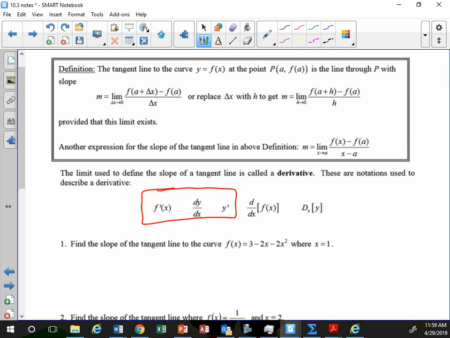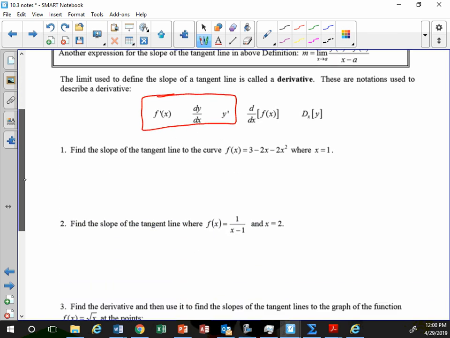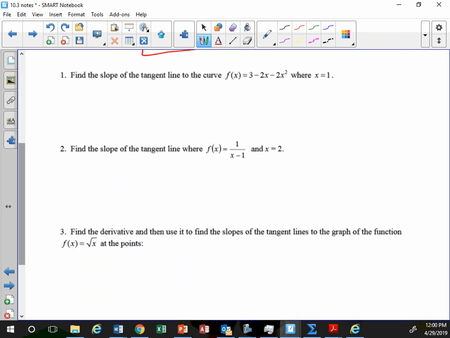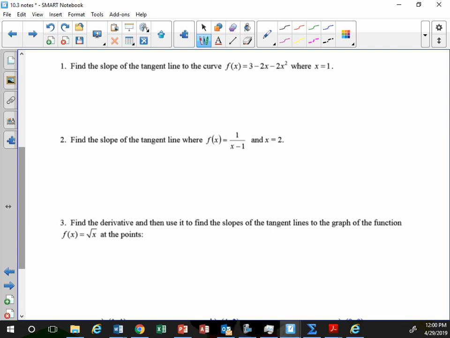Okay, let's try one. Number 1 says find the slope of the tangent line to the curve, and I give you the curve, where x equals 1. At any point, do I say find the derivative? No, but do you know that's what I'm asking you to do? Yeah, so a lot of this is making sure you understand what the question is asking you to do. So we're going to write this out.